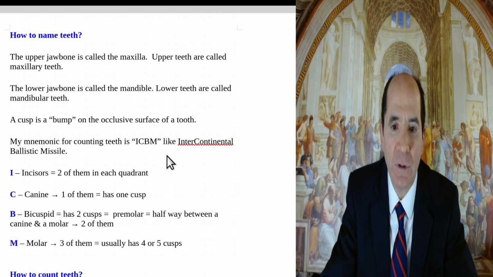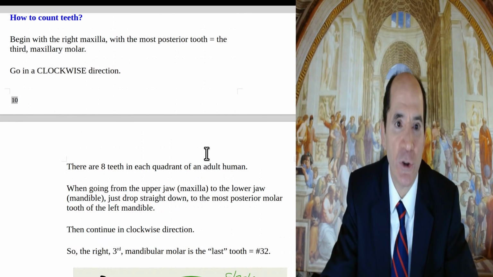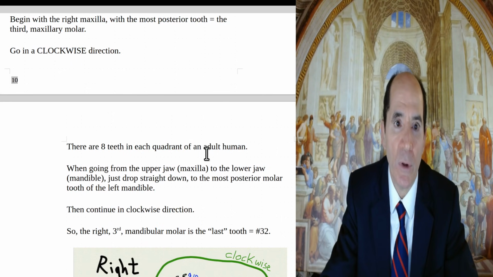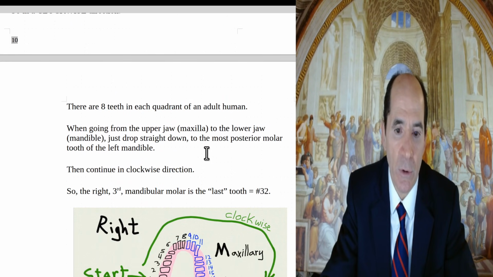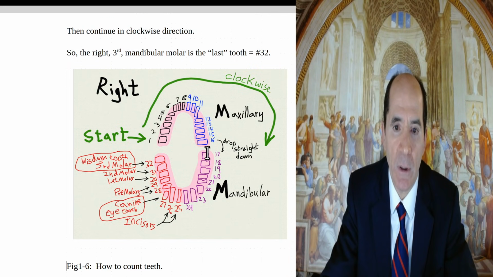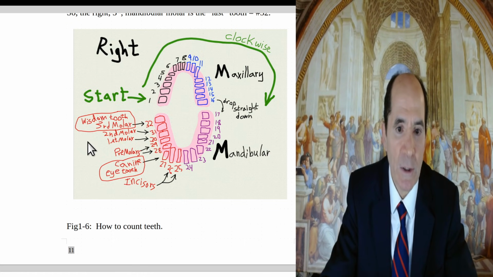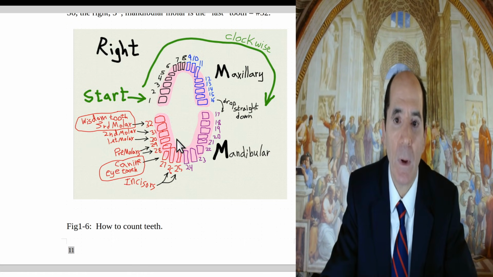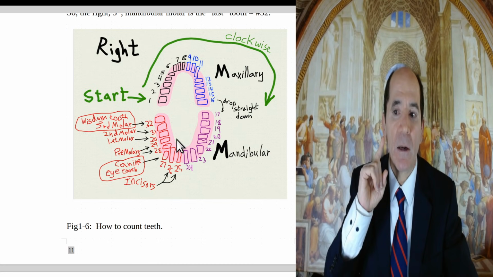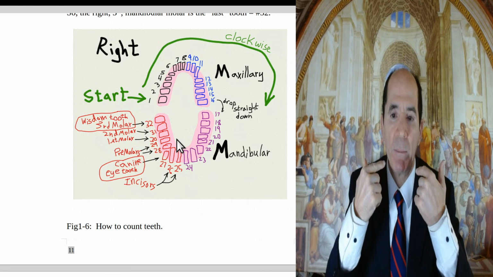We have 32 teeth. Here's how you count them. You go in a clockwise direction. Begin with the right upper posterior tooth, you know, the third maxillary molar. So here'd be how we do it, okay? You want to start on the right side all the way in back. That'll be tooth number 1, the far posterior upper molar. The upper part of the jawbone is the maxilla. The lower part of the jawbone is the mandible.